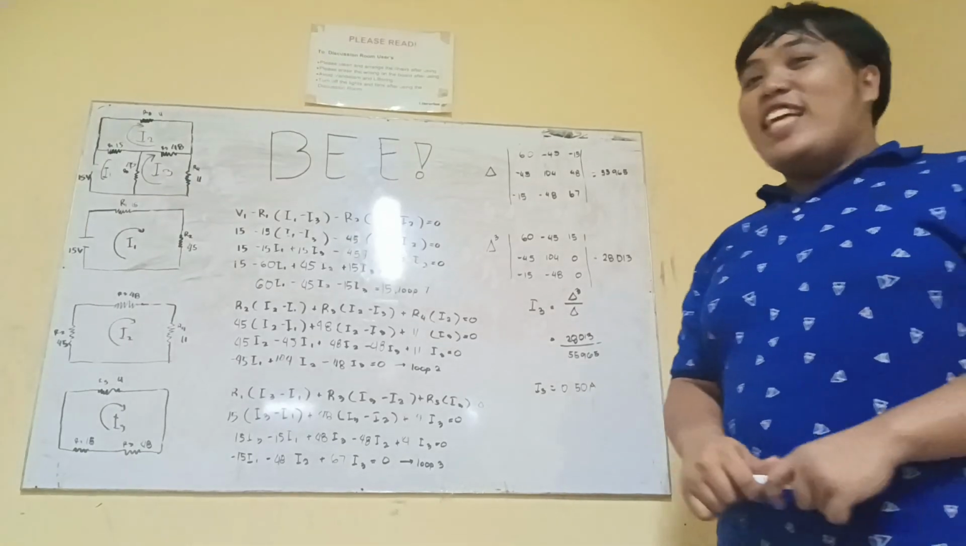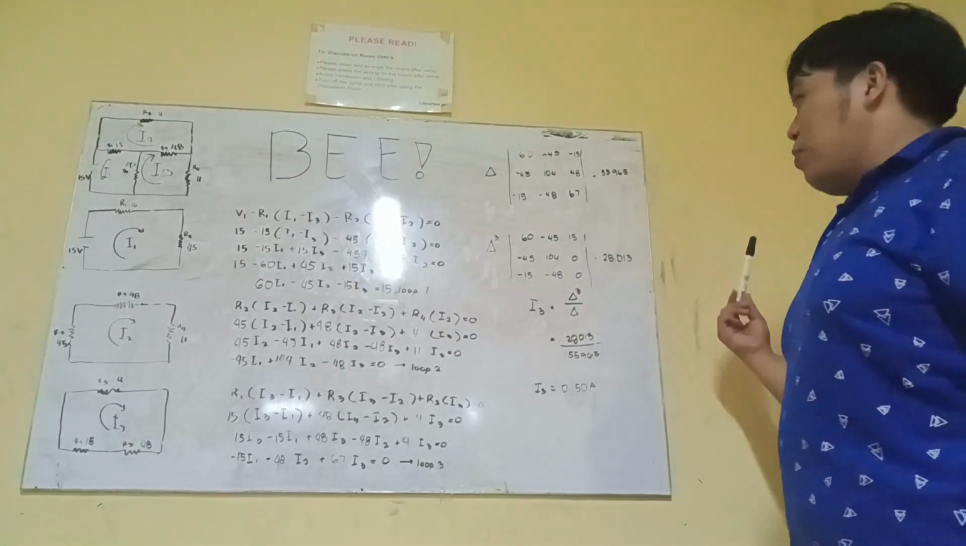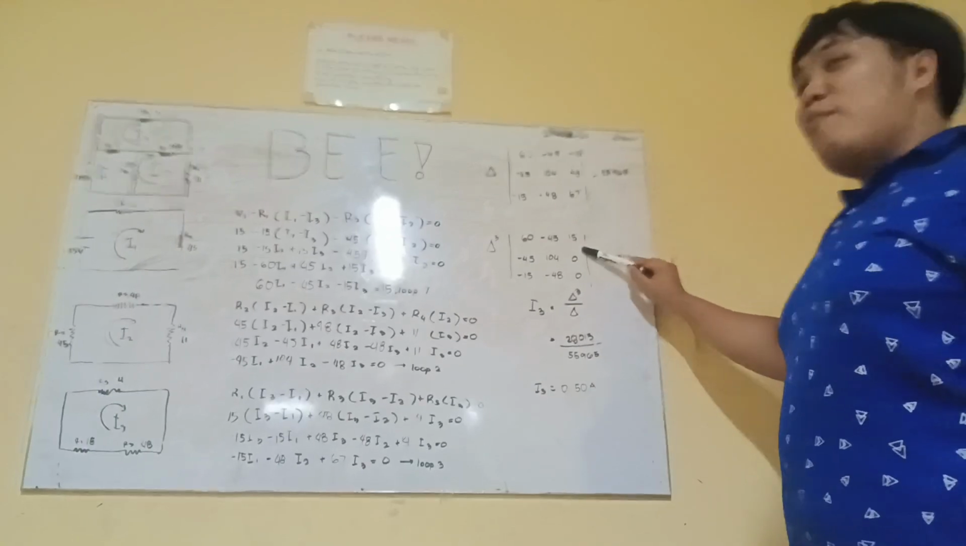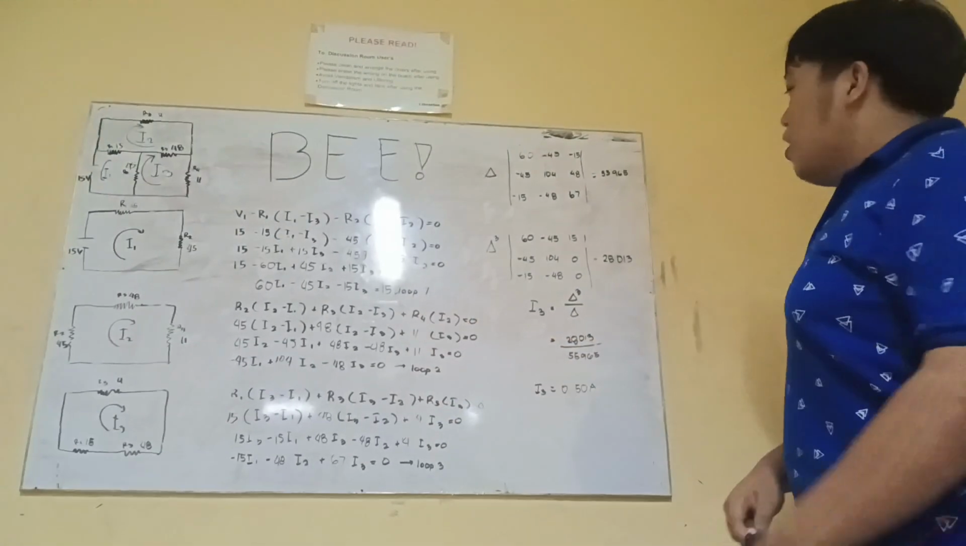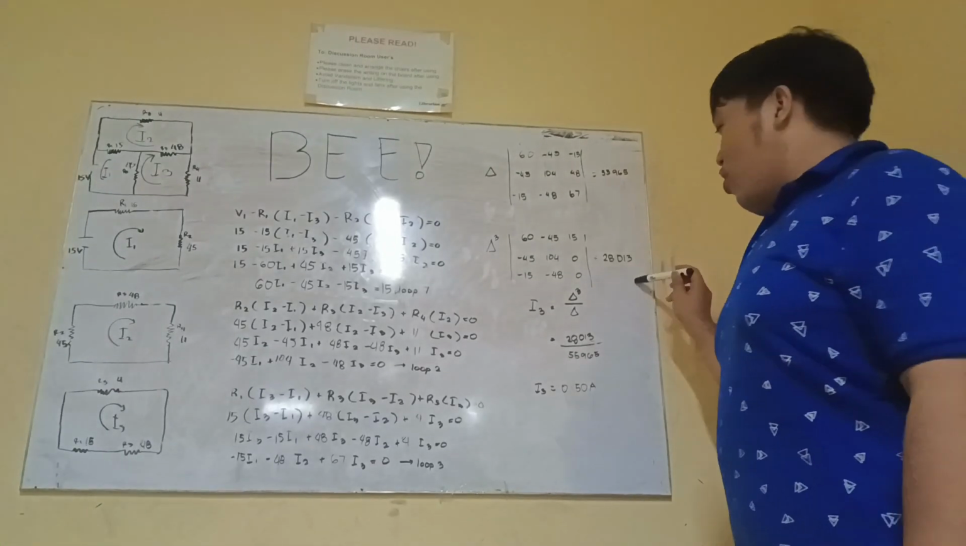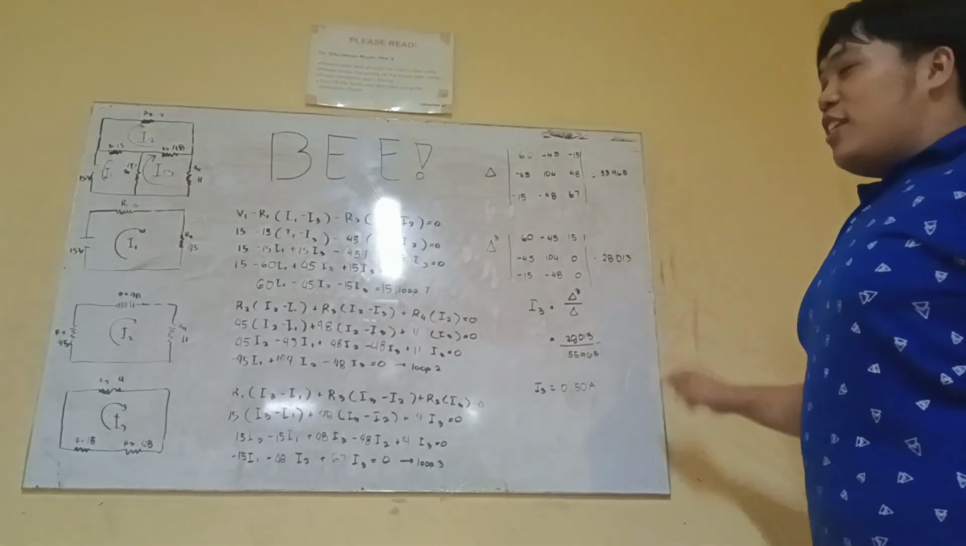55,965. To solve for delta 3, you're going to repeat the process, which is plug in the loop 1, loop 2, and loop 3. But in column 4, you're going to plug in the answer of each loop. So after you type it in your calculator, you're going to arrive at the answer of 28,013.